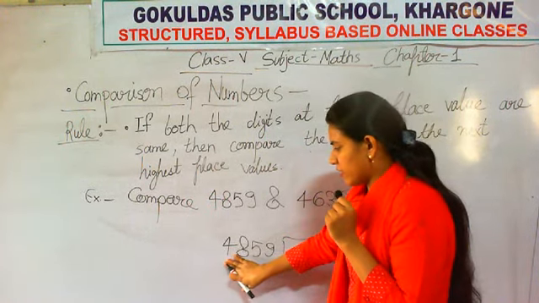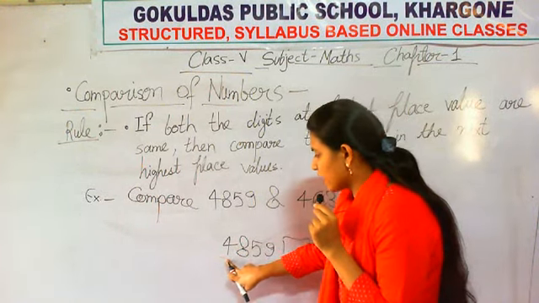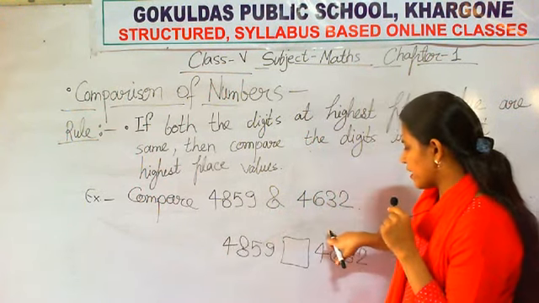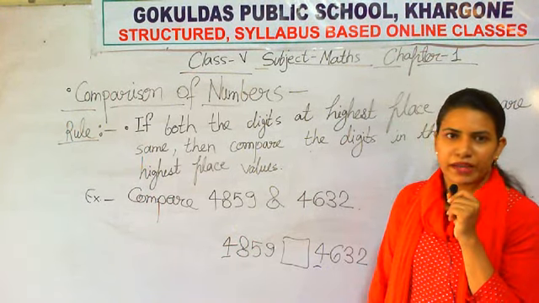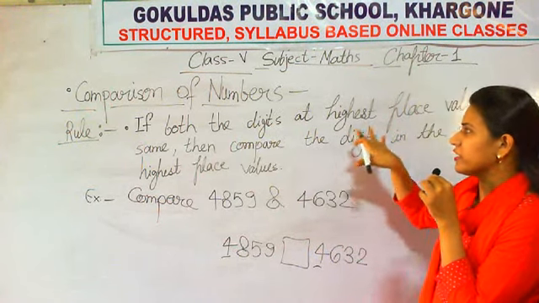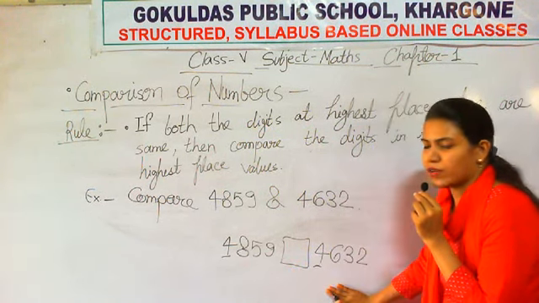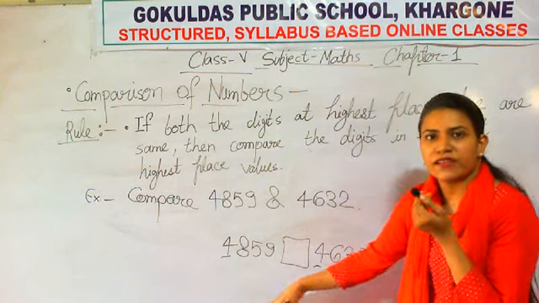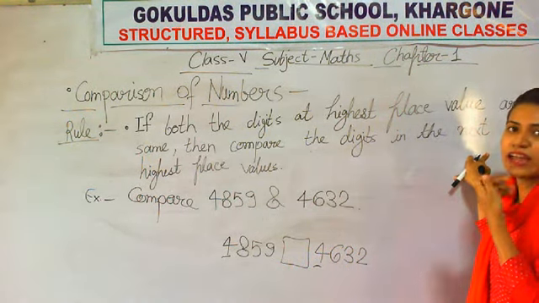What was that? That at the highest place values you start comparing the numbers. But at the highest place value, in both the numbers 4 is there. That is at the thousands place. Here and here, both places have 4. So can you compare it now? No. Then rule number 3 comes. It says that if both the digits at the highest place value are same, then compare the digits in the next highest place values.